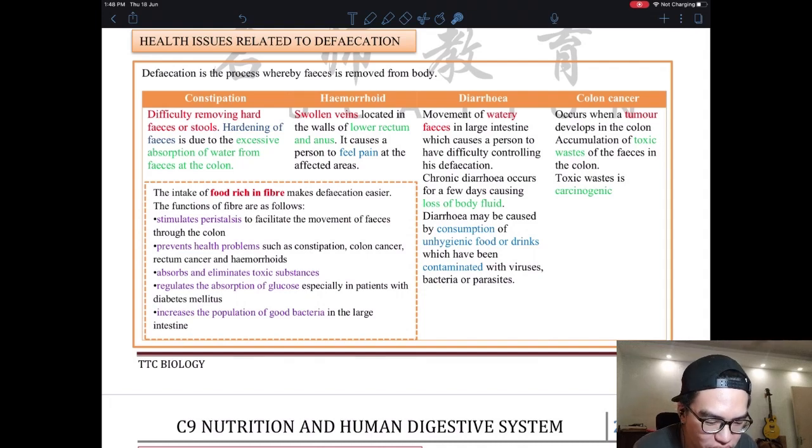So the swollen vein located in the walls of the lower rectum and anus causes a person to feel pain in the affected areas. How should you tackle this hemorrhoid? Eat fiber. That's why fiber is so important. I can't stress this enough. Now, diarrhea, watery feces. This is the opposite of constipation. Chronic diarrhea causes loss of body fluid. That's why if you have diarrhea, you should drink more water. You can be dehydrated and die.